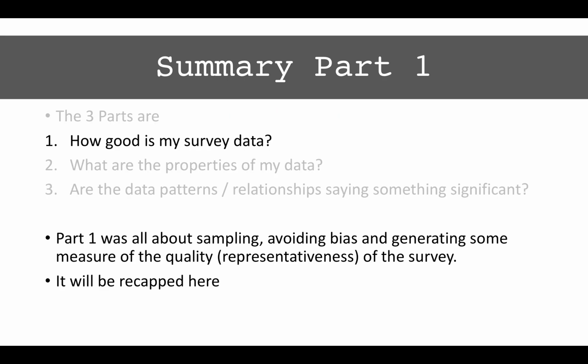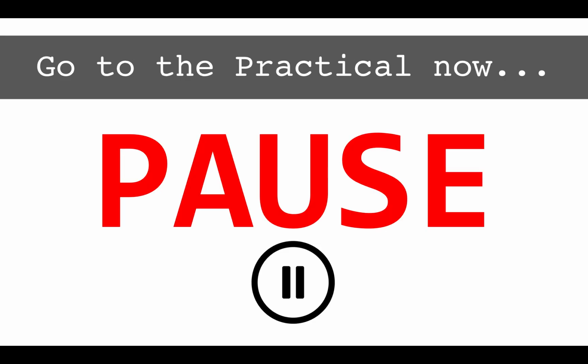So just to recap, this part of the lecture and the associated practical is all about sampling, thinking about bias, but particularly generating some measure of the quality or representativeness of the survey. Now, what you should do now is go back to the VLE and start working in RStudio through part 1 of the practical, and then come back to this lecture when you've completed part 1.